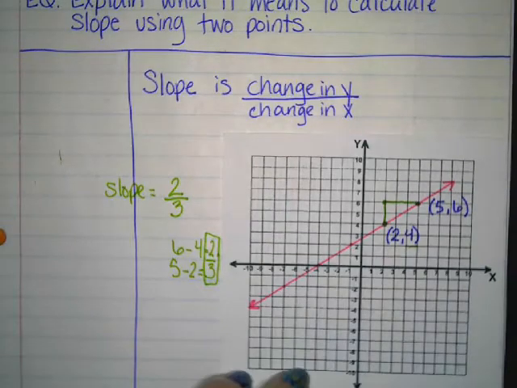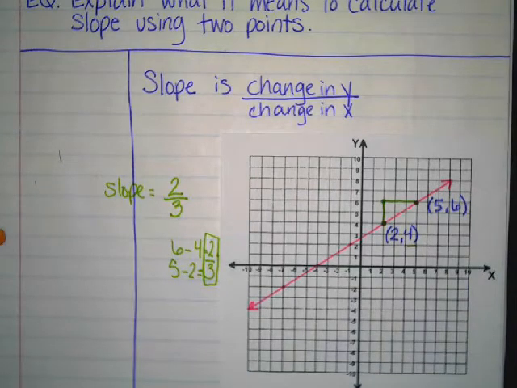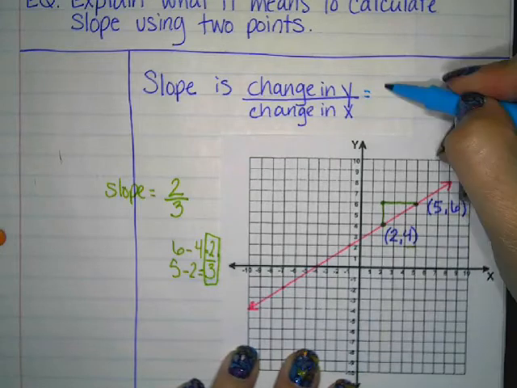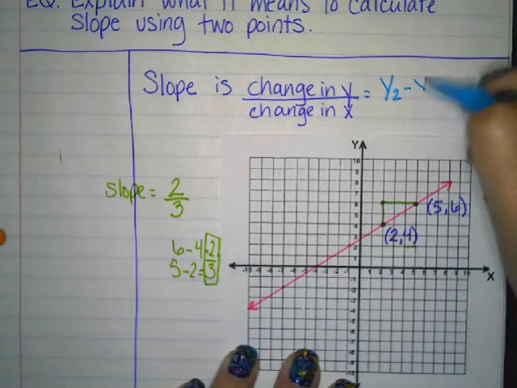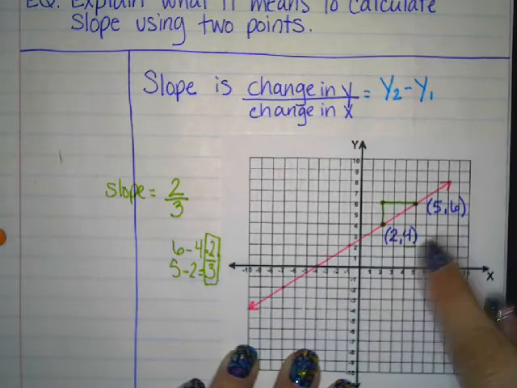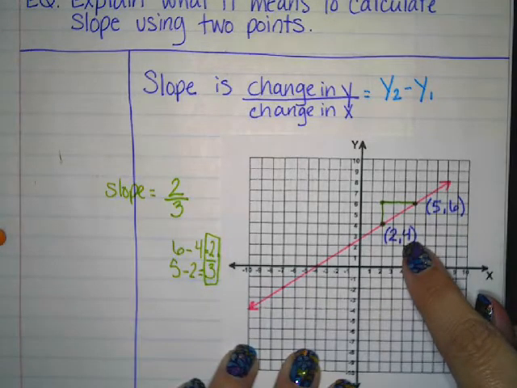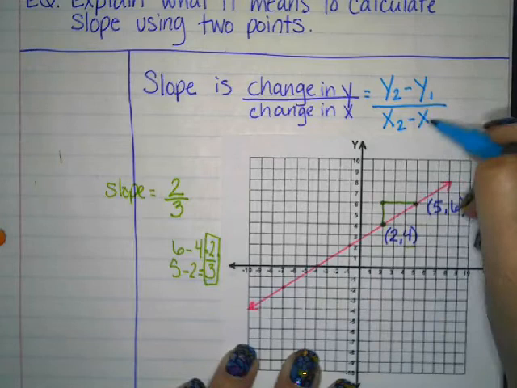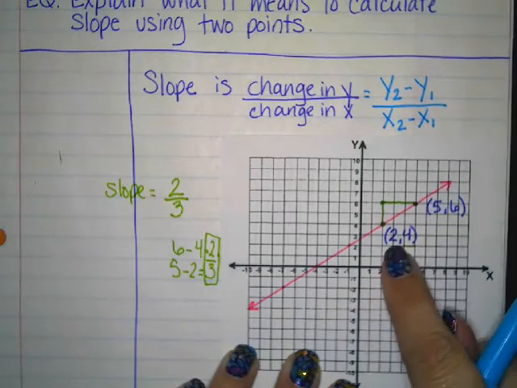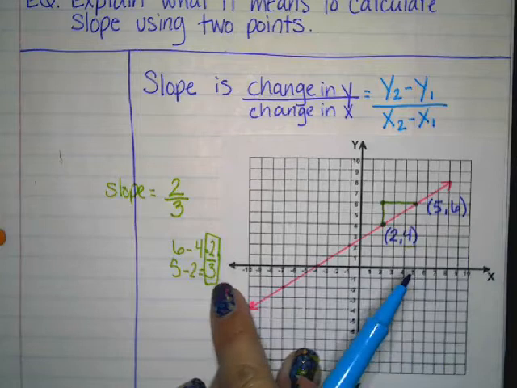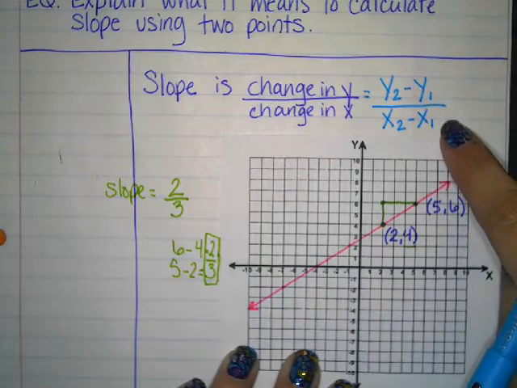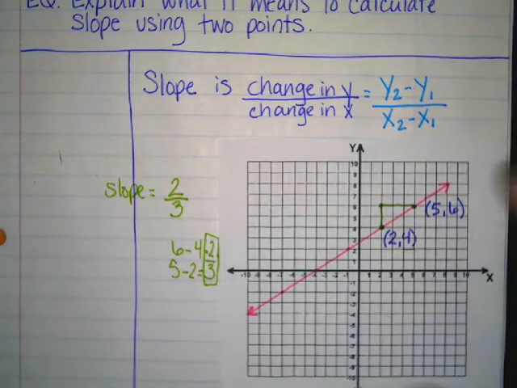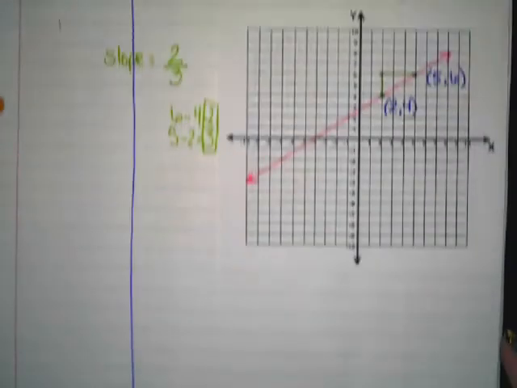So we have an equation that works with any 2 points on a line to find the slope. Some of you may remember it: y2 minus y1, that's where we got the 6 minus 4 was 2, divided by x2 minus x1, just like we did here. 5 minus 2 gave us the 3. So we're going to be using this equation for slope to find the slope when we have 2 points. Let's go ahead and try it in action. So we're going to do an example.